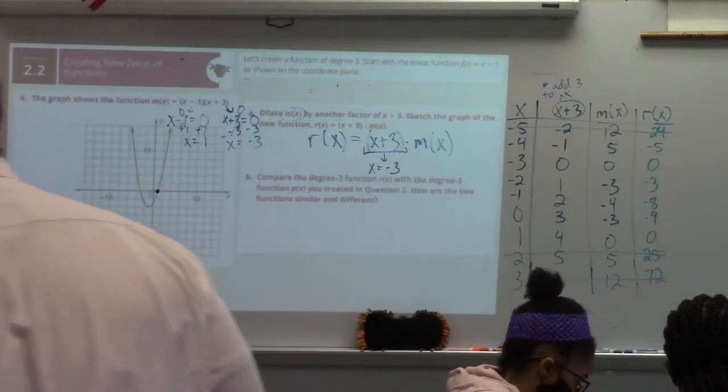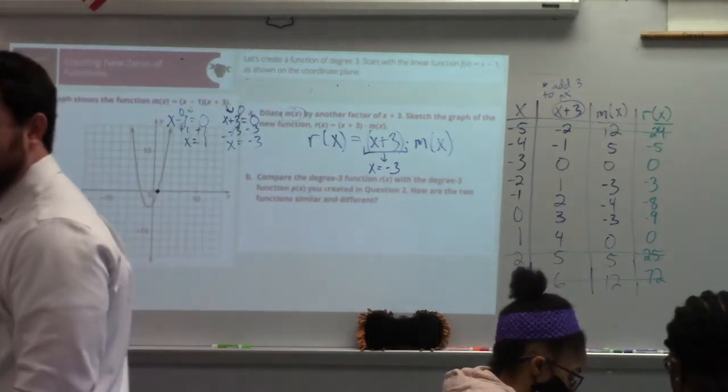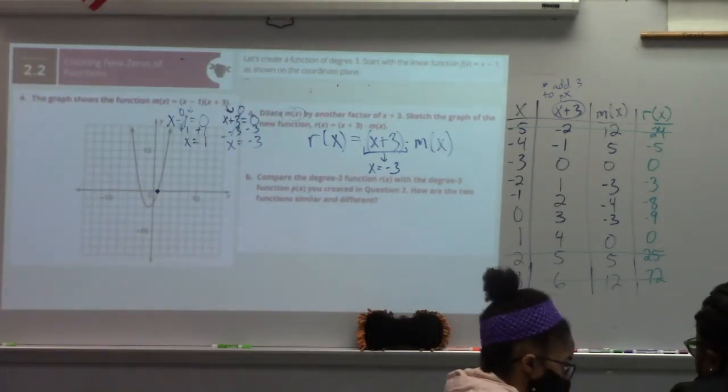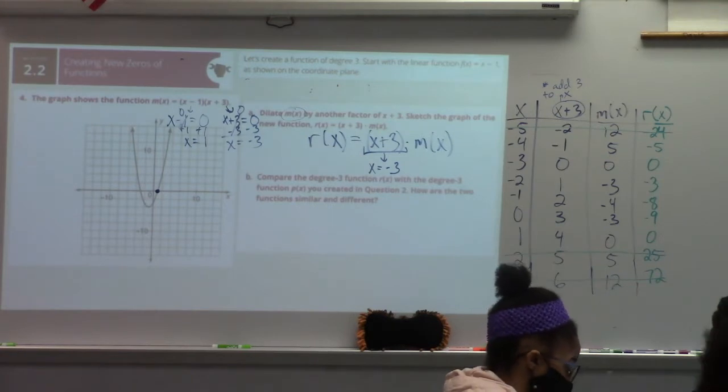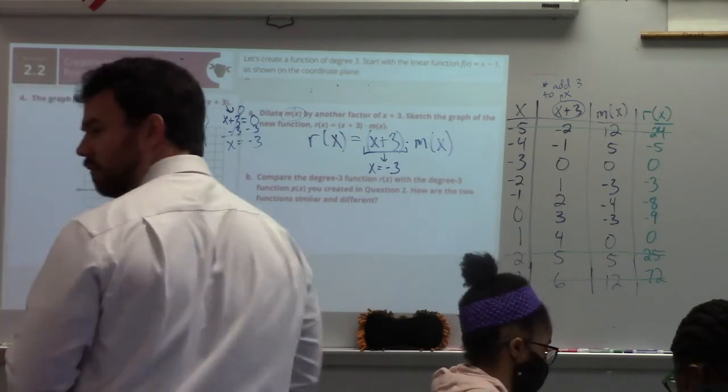How could you check to make sure those graphs are correct? Do notice you have that r of x is equal to x plus 3 times m of x. You can't put it in that way, but if you know what m of x is, you could rewrite r of x here, put it into the calculator and check yourself. Okay?